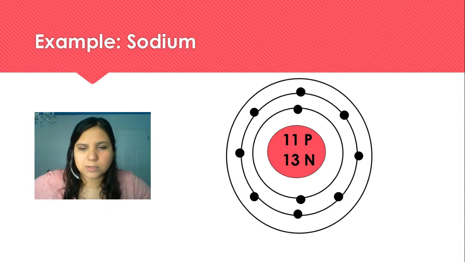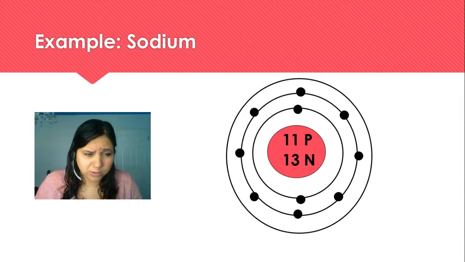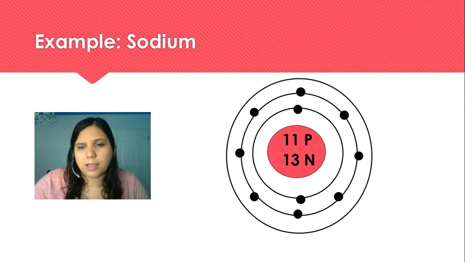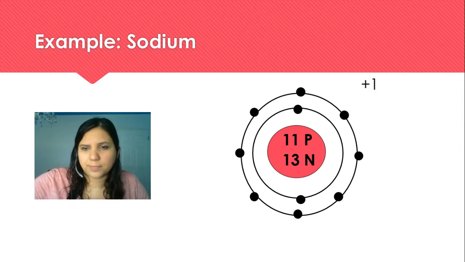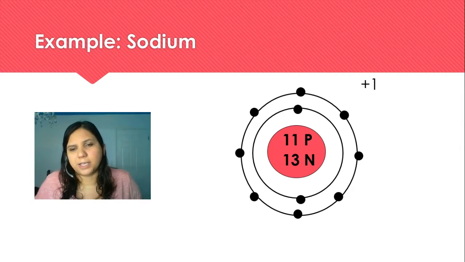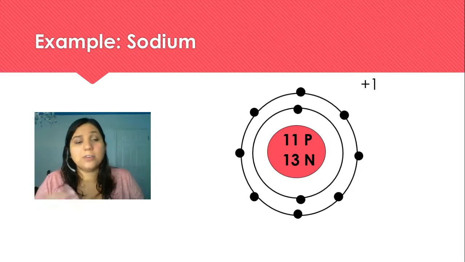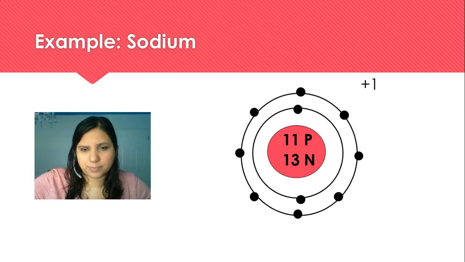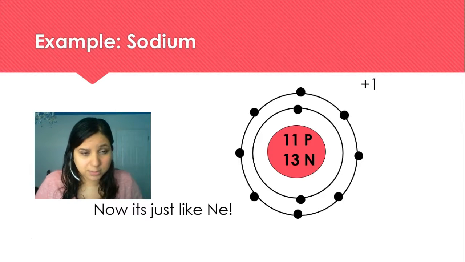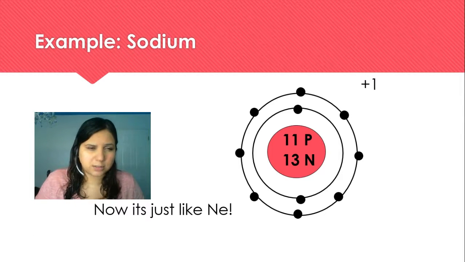So sodium will lose its electron to something that is more electronegative than it is, and when it does that, it gains a charge. That's because now it has 11 protons, 10 electrons. The protons outnumber the electrons, and you get that 1 plus charge. And now sodium is just like neon in terms of its electronic structure, which just gives it a little bit of stability.